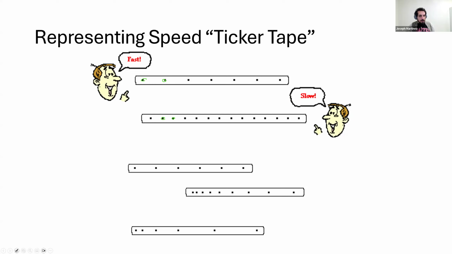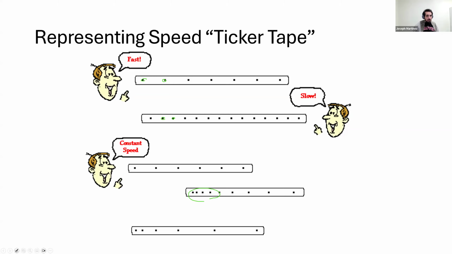You might have an object where the dots are close together and spreading apart. Or you might have the object create dots at regular intervals. In the case where we have regular intervals, that means every moment of time it is covering the same amount of distance. We call that constant speed because it's not speeding up, it's not slowing down.